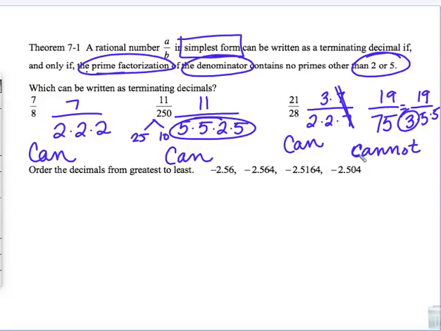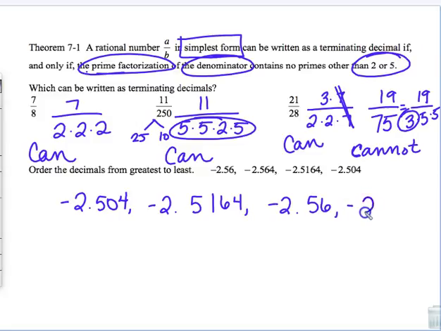And so here, when I look at this, I have 4 numbers. The greatest number here would be -2 and 504 thousandths. Going in order, the next one I would have is -2.5164, 5,164 ten thousandths. Going down to least, my next one would be -2 and 56 hundredths. And then the smallest number I have in these 4 numbers is -2.564, 564 thousandths.